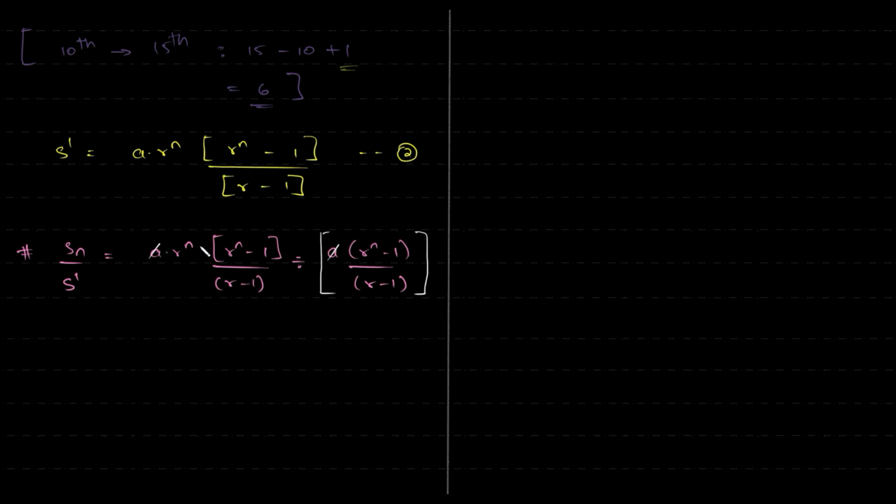So this a and a gets cancelled. R to the power of n minus 1, r to the power of n minus 1 gets cancelled. R minus 1 will get cancelled. Therefore, Sn by S dash is equal to, oh, I wrote it the other way around, sorry. It should have been the other way around.